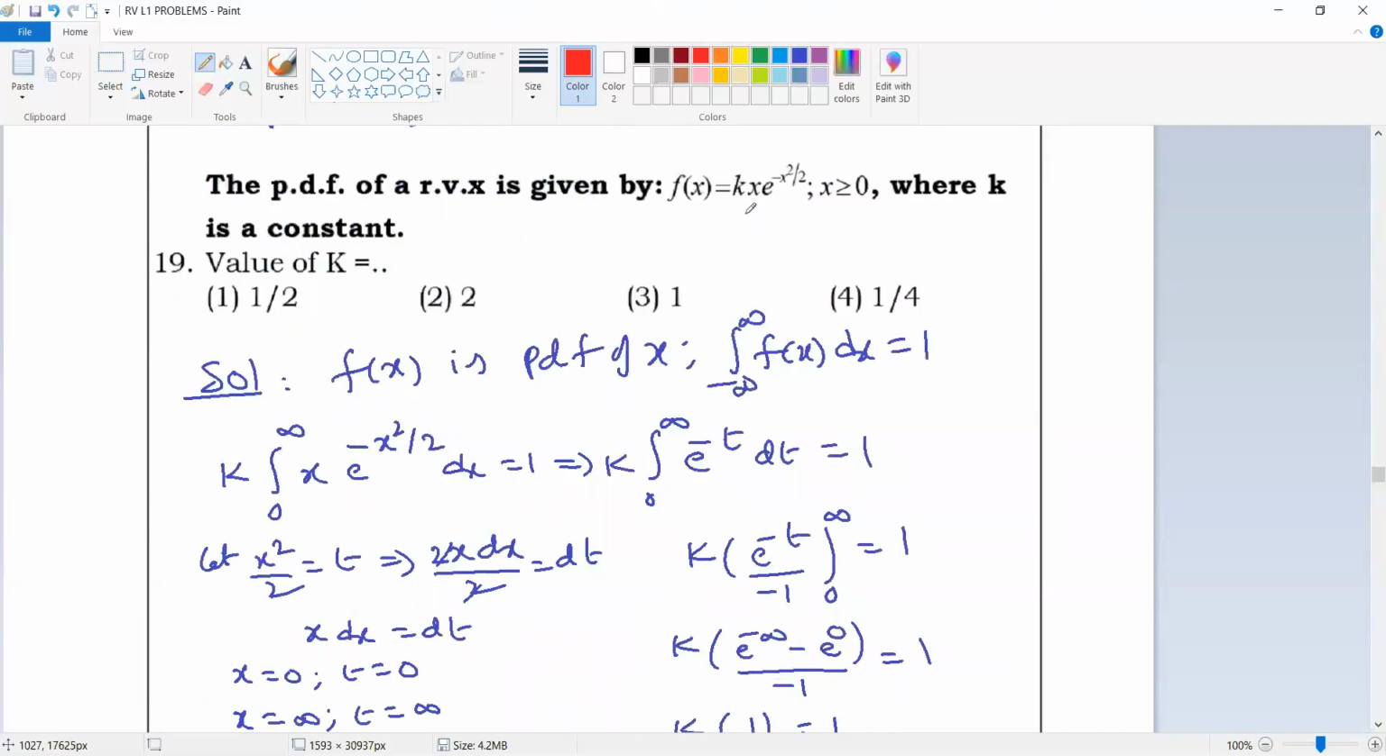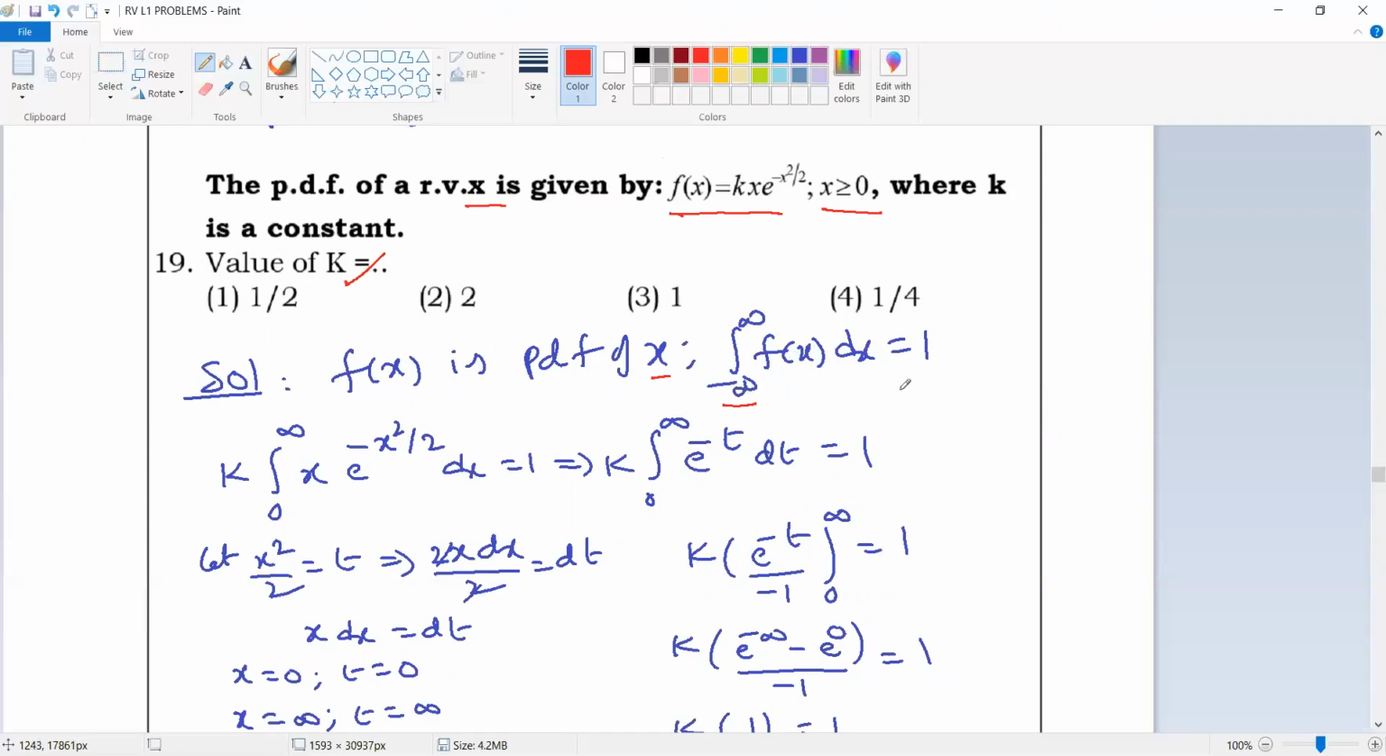Problem 19. The PDF of random variable x is given: f of x equal to k into x into e power minus x square by 2, x greater than or equal to 0, where k is a constant value. Find the k value. Here is a special function. f of x is the PDF of x. Now the property is the integral from minus infinity to plus infinity of f of x dx equal to 1. The range of x is 0 to infinity, x greater than or equal to 0.